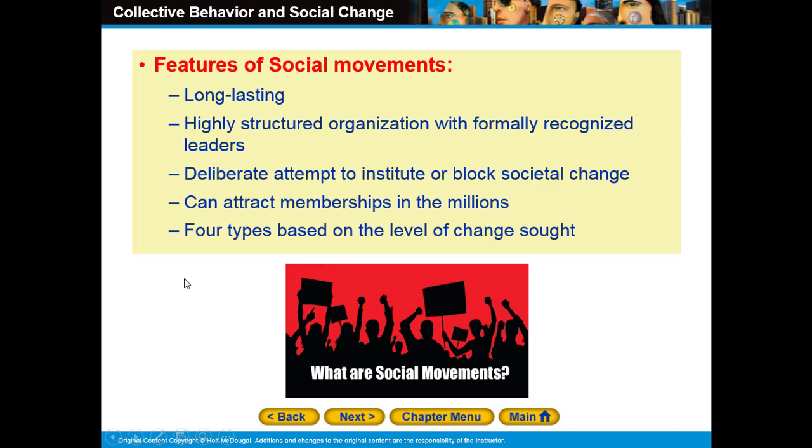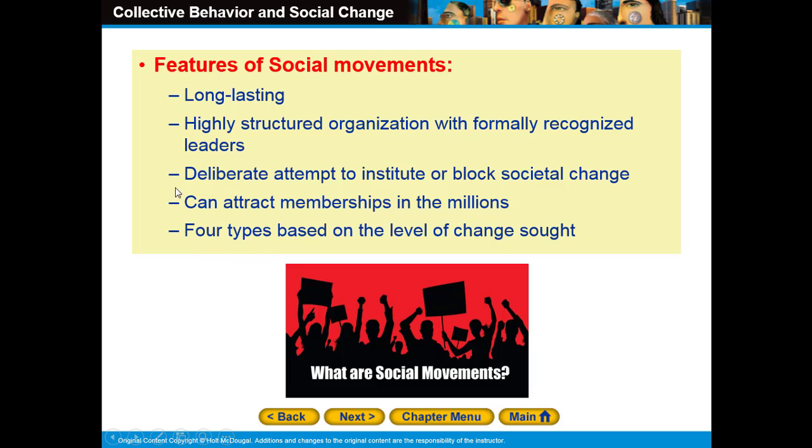Of course, there are some terms, some features, some characteristics of a social movement. These conditions must be applied in order to use the term social movement. The first one is a little bit logical: it's long lasting, so it's not a short term social incident or social event. Highly structured organization with formally recognized leaders. Of course, it's a specific structure. We have leaders, we have spokesmen, we have media coverage, so it's an organization, and the leaders are well known. Deliberate attempt to institute or block societal change. So you want to change, or you want to block a certain social event in the society. Can attract memberships in the millions, of course, with the help of media coverage.